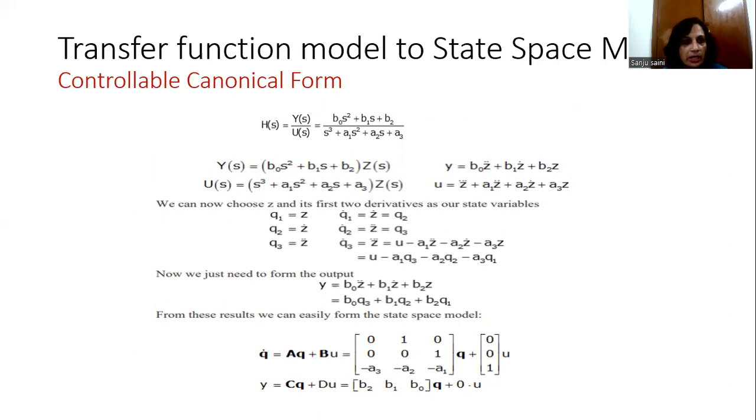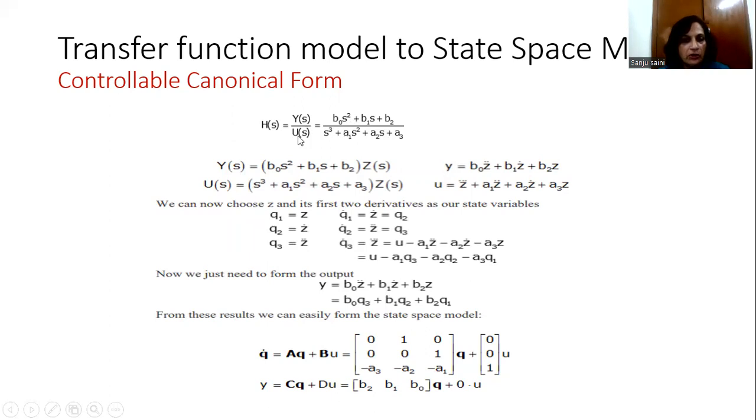That is the controllable canonical form we'll be taking first. Let us consider that the transfer function H(s) is equal to Y(s) divided by U(s). It is represented like this. Here you can observe that the degree of the numerator polynomial is less than the degree of the denominator polynomial. In this case, the overall process actually becomes difficult when the degree of the numerator becomes equal to or higher than the degree of the denominator.